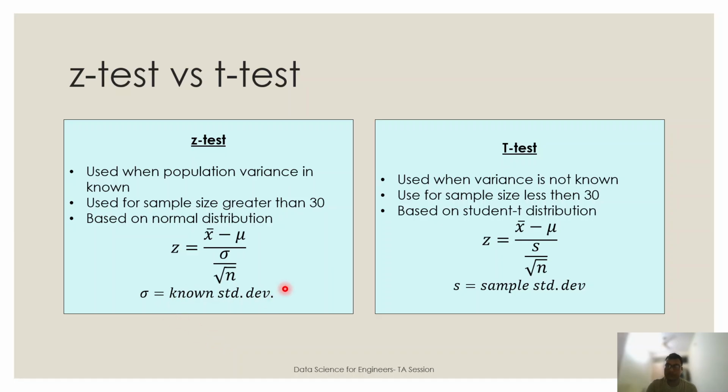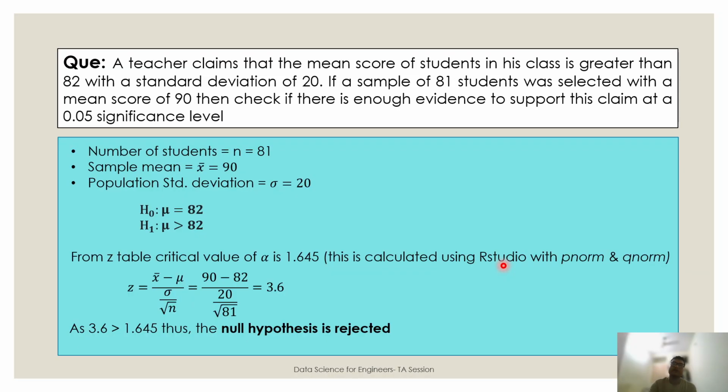Next, the t-test is used when the variance is not known. So here variance is known, here variance is not known. That way you can choose between the t-test and the Z test. It is used for samples of less than 30, whereas the Z test is for more than 30, and it is based on the Student's t distribution. This is the formula for that. The basic difference is in this particular S value. Here you know the population variance, here you know the sample variance. S represents the sample variance.